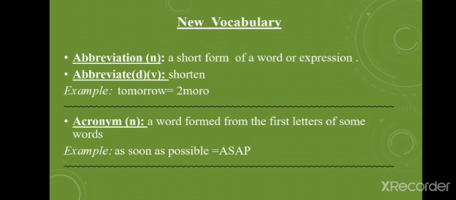Now let's come to the vocabulary. Abbreviation, it's a noun, a short form of a word or expression. Abbreviate, it's the verb, shorten, and we have got the example tomorrow, that is 2, the number 2, then MORO. Acronym, a word formed from the first letters of some words, as soon as possible, so we choose only the first letter, ASAP.